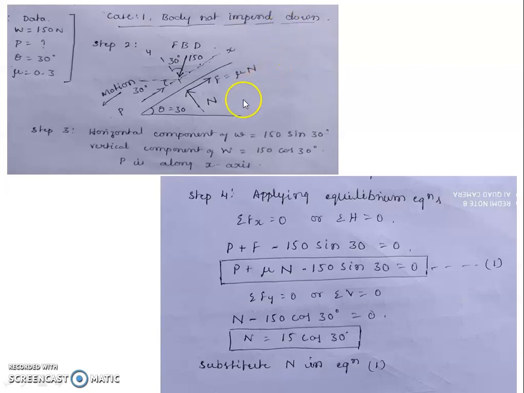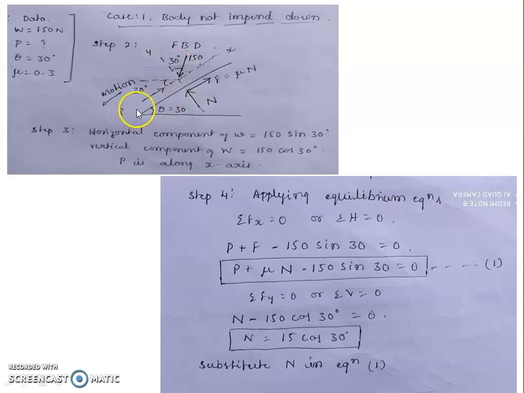We will see. This is step 2. We will write the free body diagram. Here the plane is inclined at an angle of 30 degrees with the horizontal. It is shown like this. The body I have not shown. Parallel to the inclined plane is my x-axis here, and perpendicular is my y-axis. If theta is 30 degrees, the weight of the block, that is 150 newtons, makes an angle of 30 degrees with the vertical axis, that is the y-axis. It is shown here, 30 degrees.